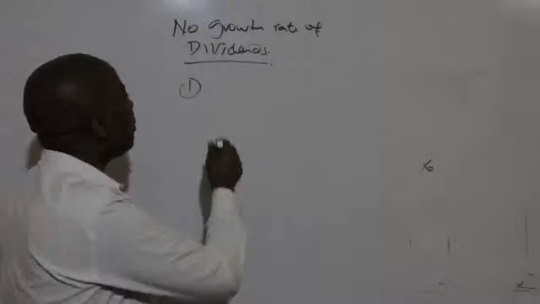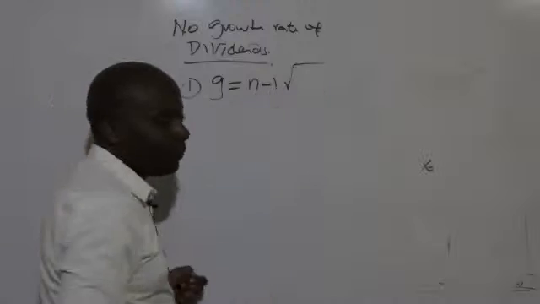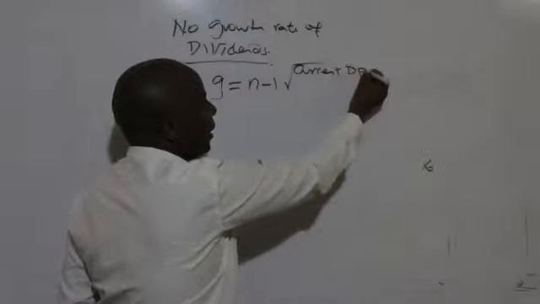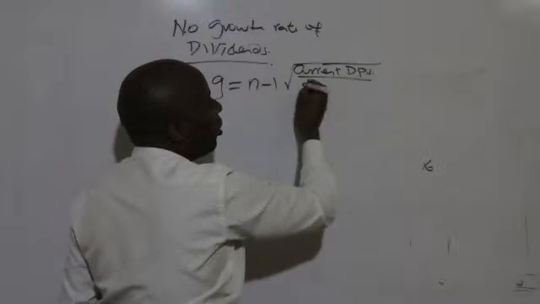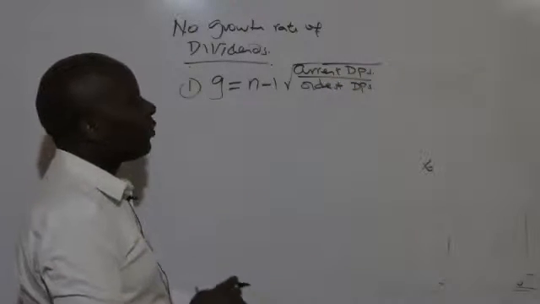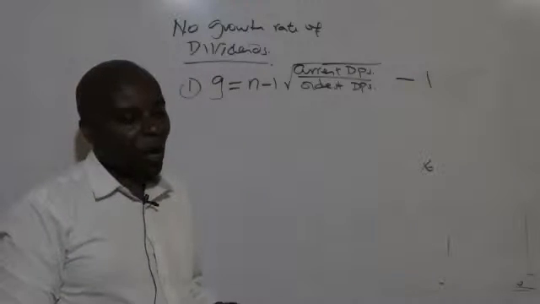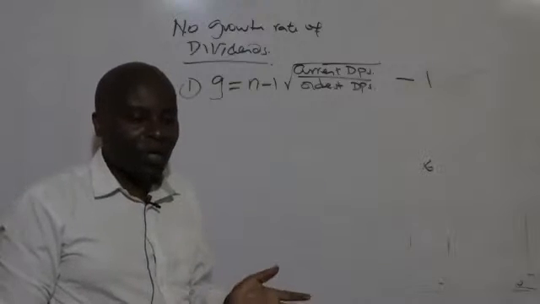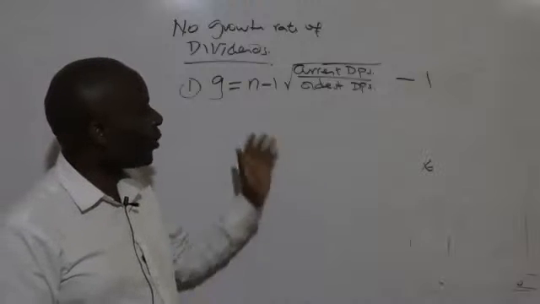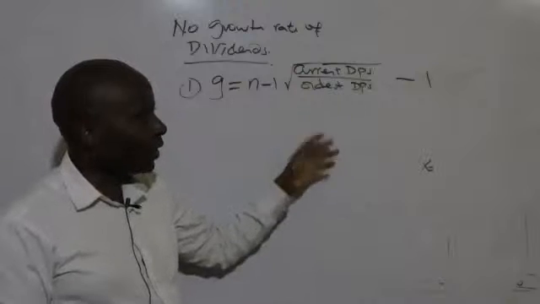One of the ways, I want to believe you guys still remember this, is that our G will be equal to n minus 1 into the root of the current DPS, all over the oldest DPS. And then at the end of the day, we'll come and subtract 1 there. Remember, N stands for number of years. So G is N minus 1 into root over current dividends all over oldest dividends, minus 1.